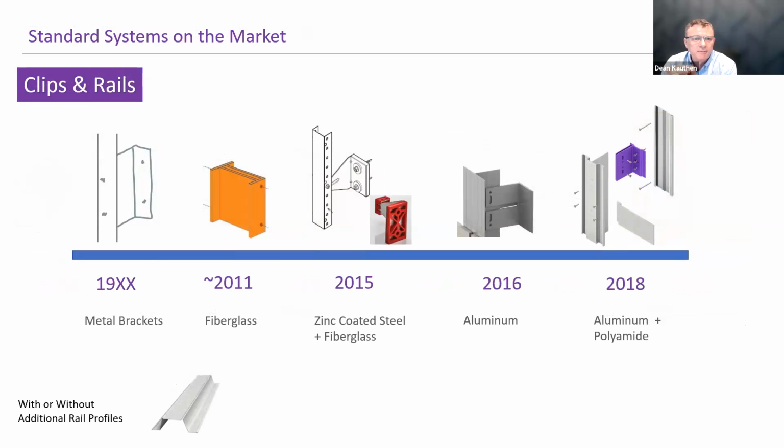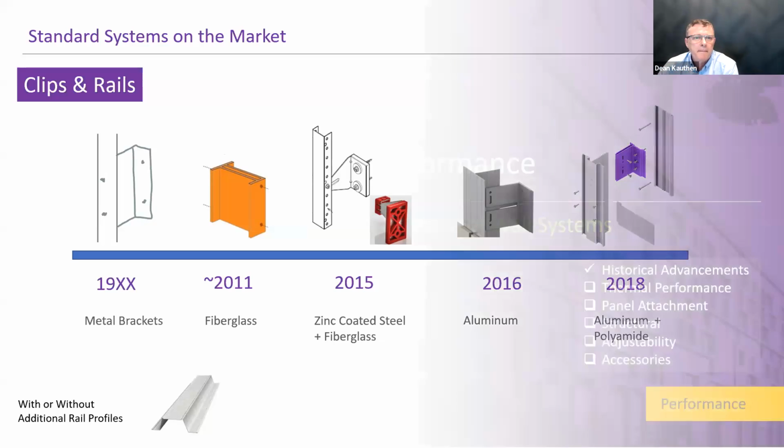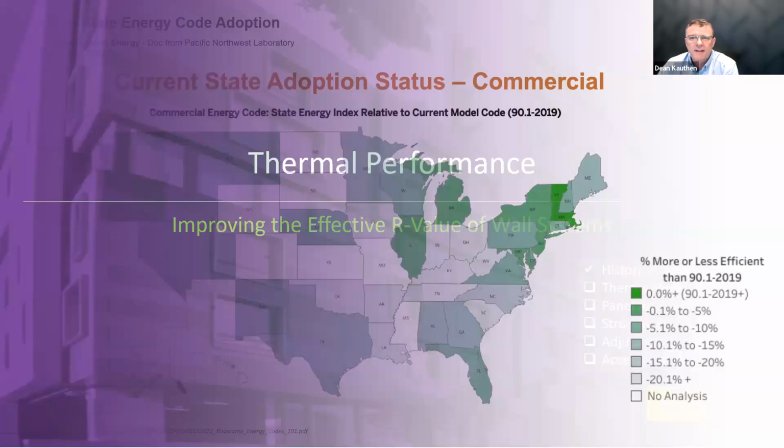And then the clip and rail systems, likewise, we can see the difference from days of old, if you will, to today. So starting off in the late 1900s, we'd be looking at the metal bracket system. There's really no thermal break. Moving into the 2000s again, into materials like fiberglass, zinc-coated steel, aluminum, which is still available today, and aluminum with polyamide thermal spacers. So that's a little bit about the history.